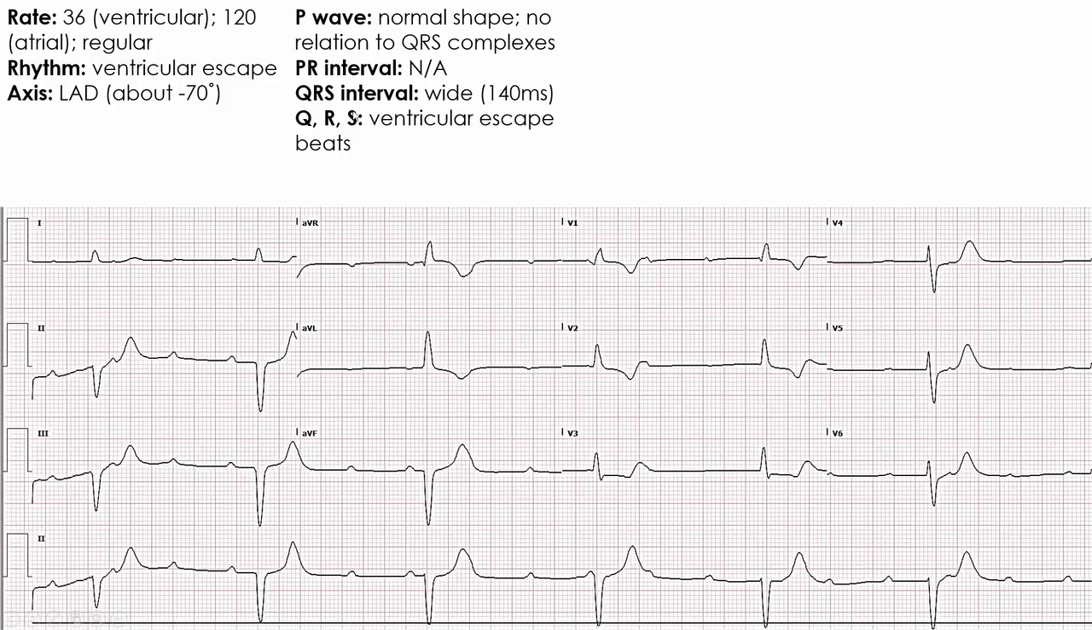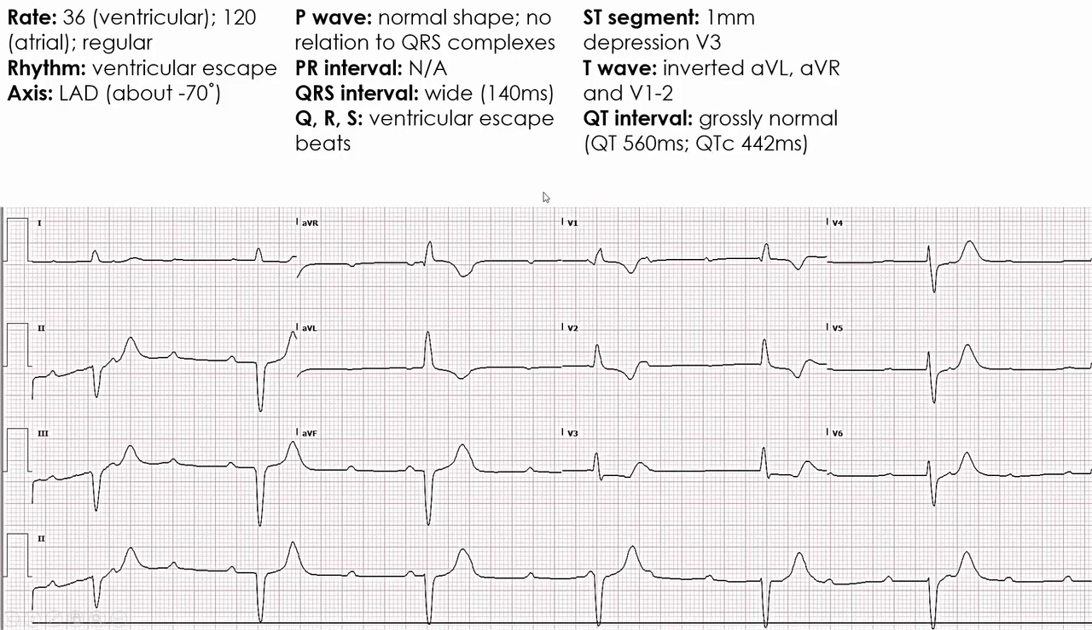The QRS interval, well, they're wide, okay, and that makes sense because they're ventricular in origin, okay, they're not coming down the usual conduction pathways, it's a complete heart block. Alright, so this is a ventricular origin for each of these beats, so we've got a wide QRS complex. We won't bother to describe the shape very much now, seeing as the ventricular beats, they're not going to have the usual shape. There is some ST segment depression in V3 of about 1 millimeter.